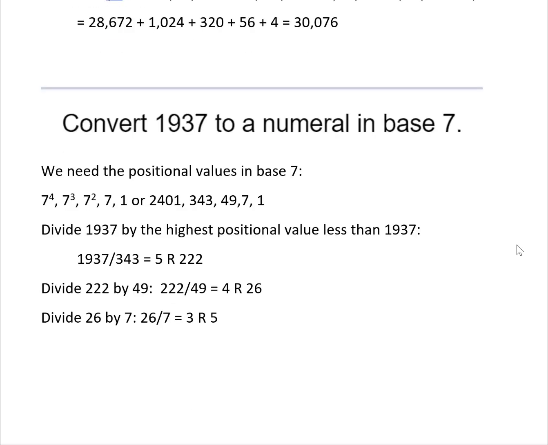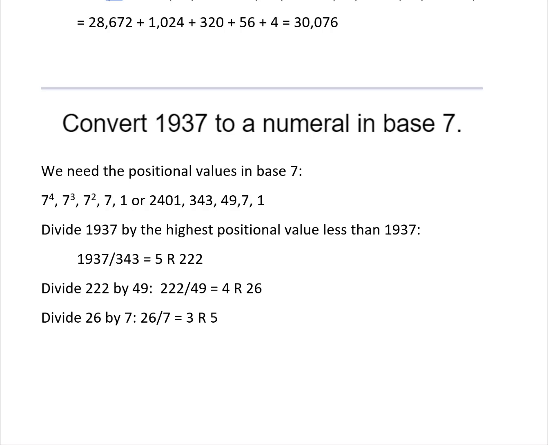Now let's convert from base 10 to a different numeration system. We're going to convert 1937 to a numeral in base 7. We need the positional values in base 7, and I've started with 7 to the 4th, which is 2401, 7 cubed, which is 343, 7 squared is 49, and then 7 and 1. And I'm going to take the number I'm trying to convert and divide it by the highest positional value in the new base system that's less than that number, and it's going to be 343. And I want to show you how I got the remainder on this.